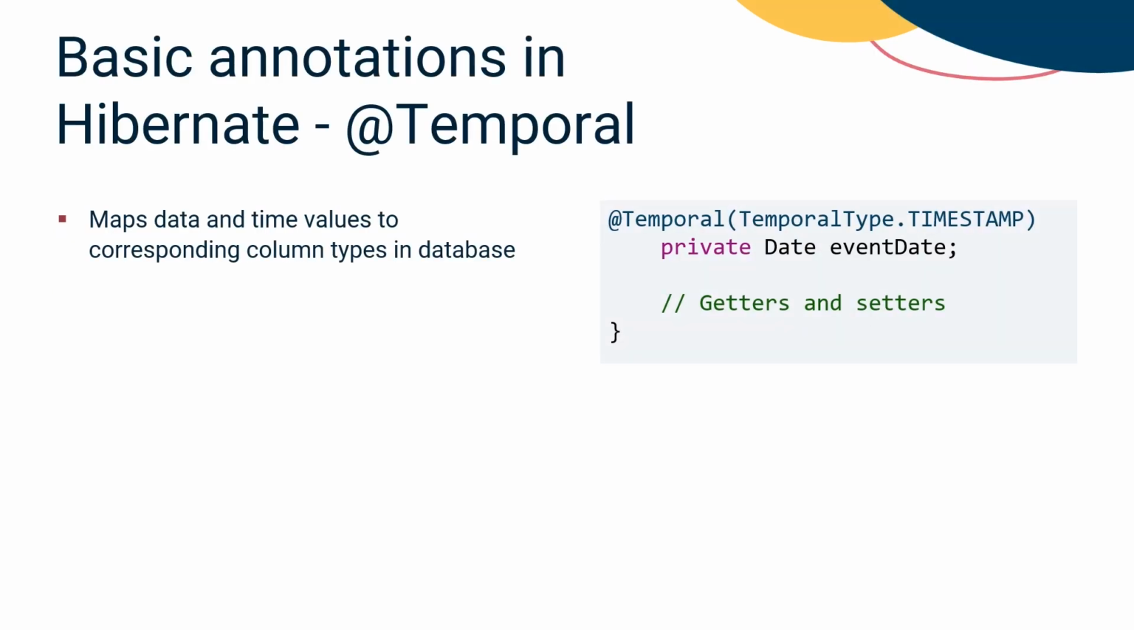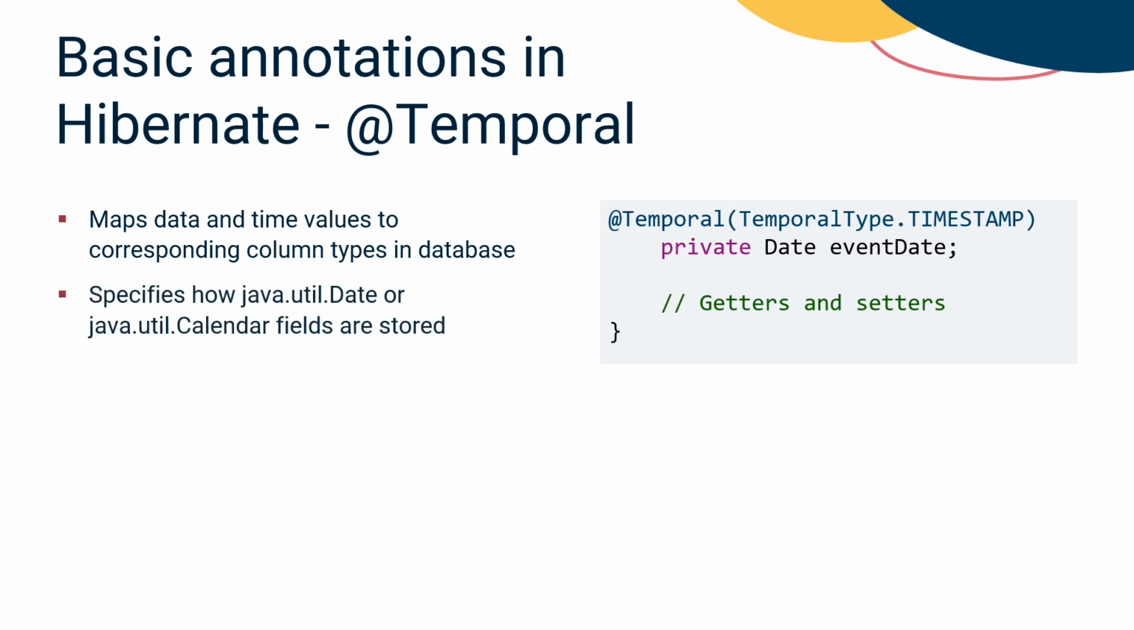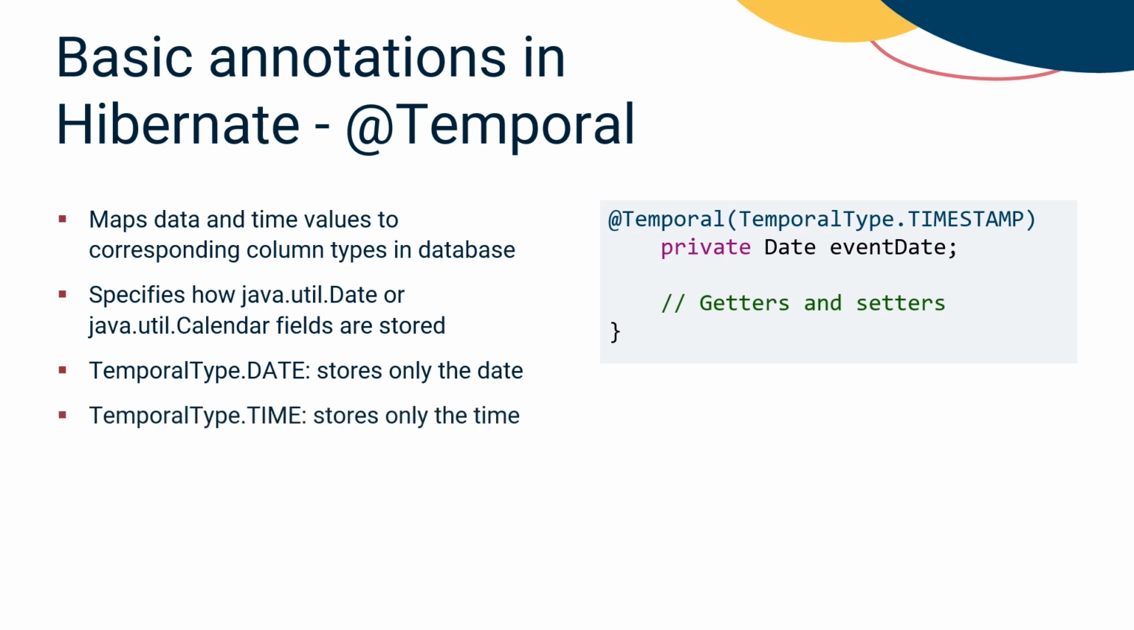The @Temporal annotation maps date and time values to corresponding column types in the database. So, it specifies how a java.util.Date or java.util.Calendar field is stored in the database. TemporalType.DATE stores only the date, such as 2025-12-08. TemporalType.TIME stores only the time, such as 15:30. TemporalType.TIMESTAMP stores both date and time.